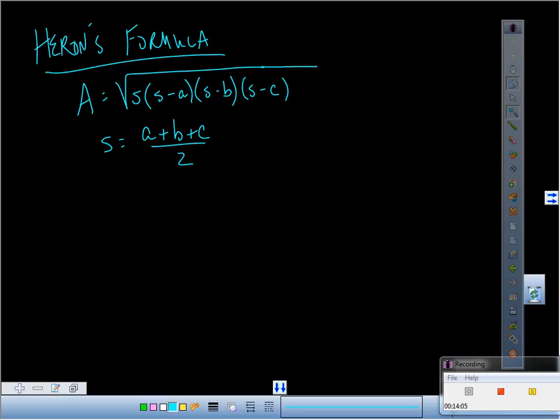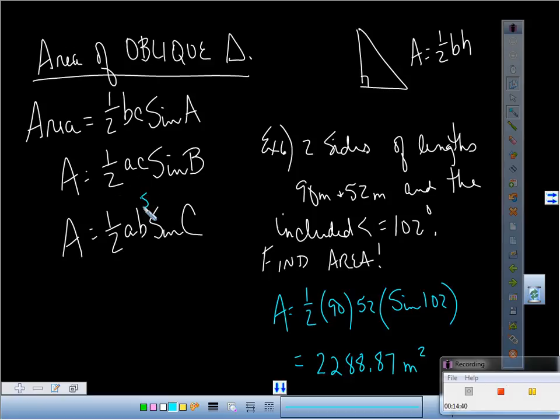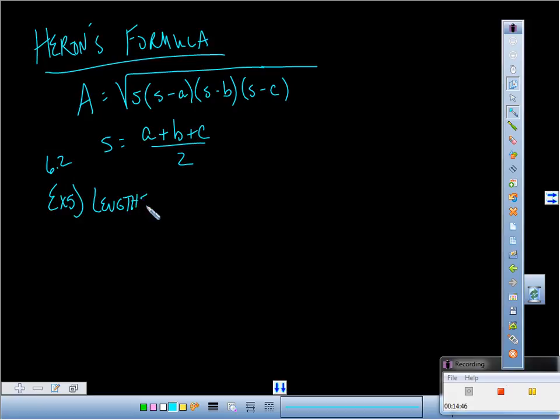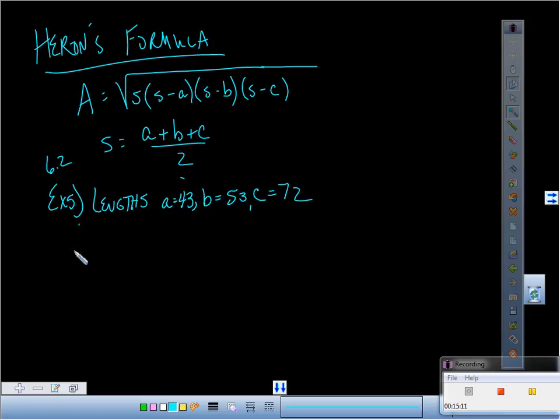Okay, so this is example 5 from 6.2. The sides are 43, 53, and 72. Okay, so it says find the area.